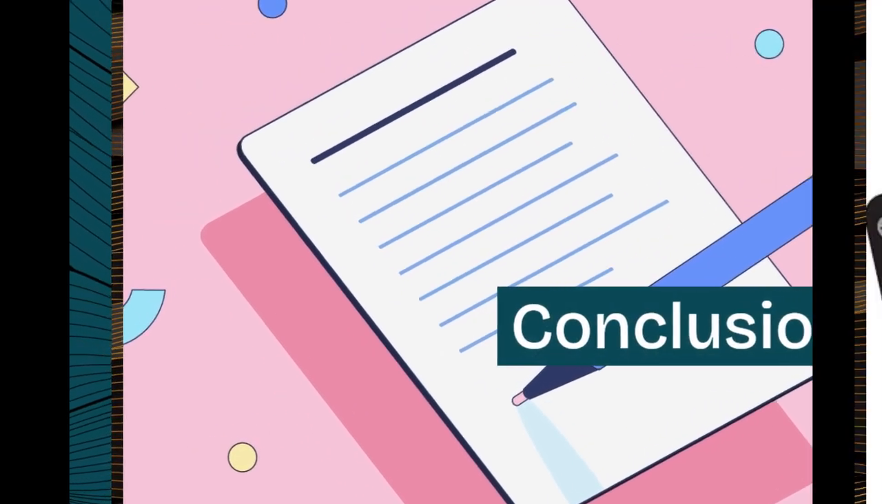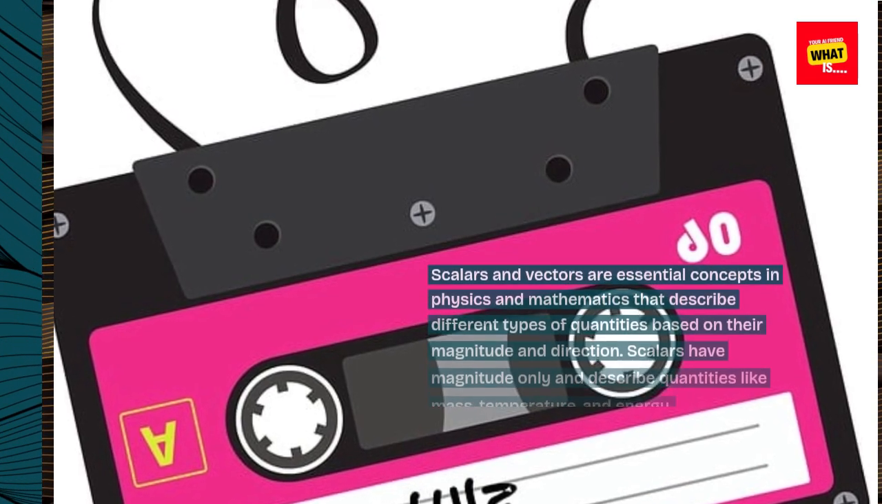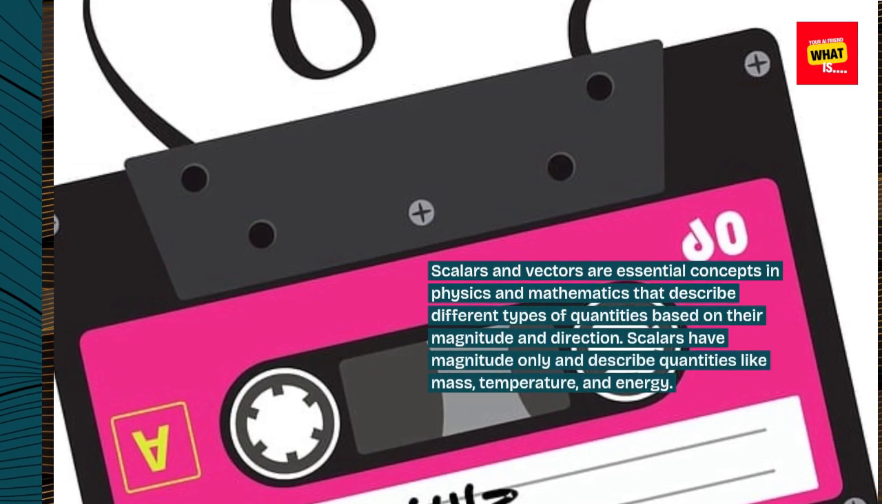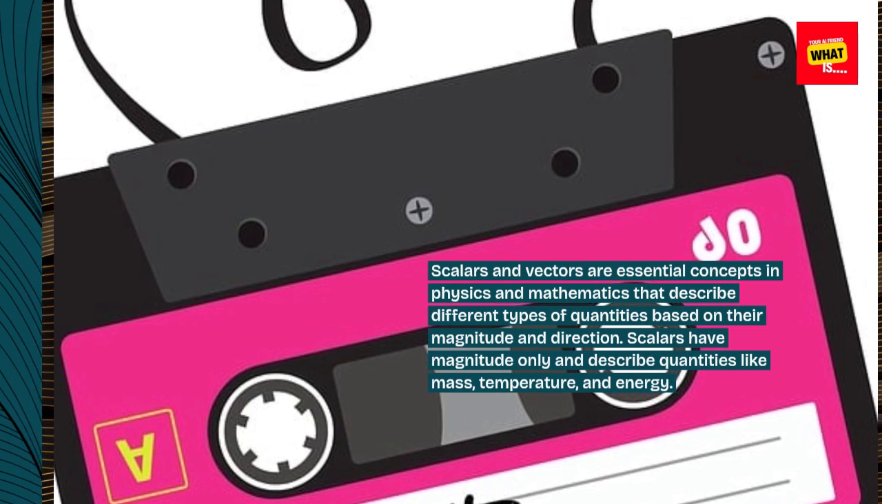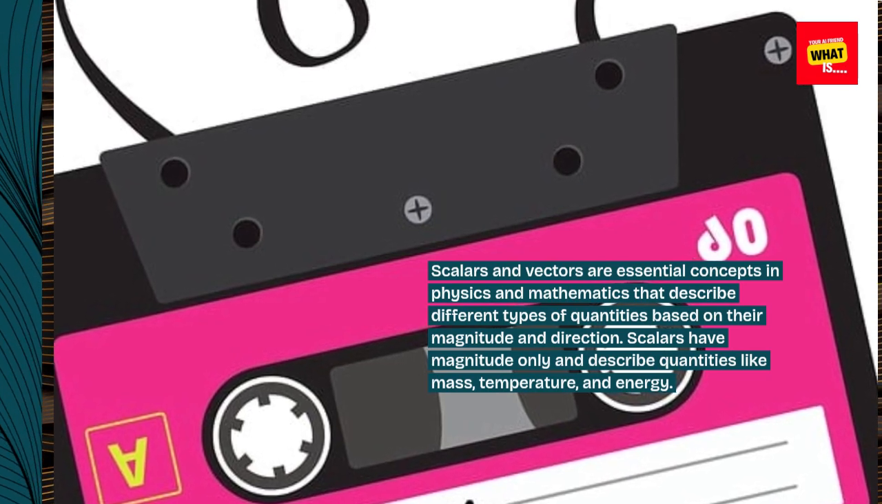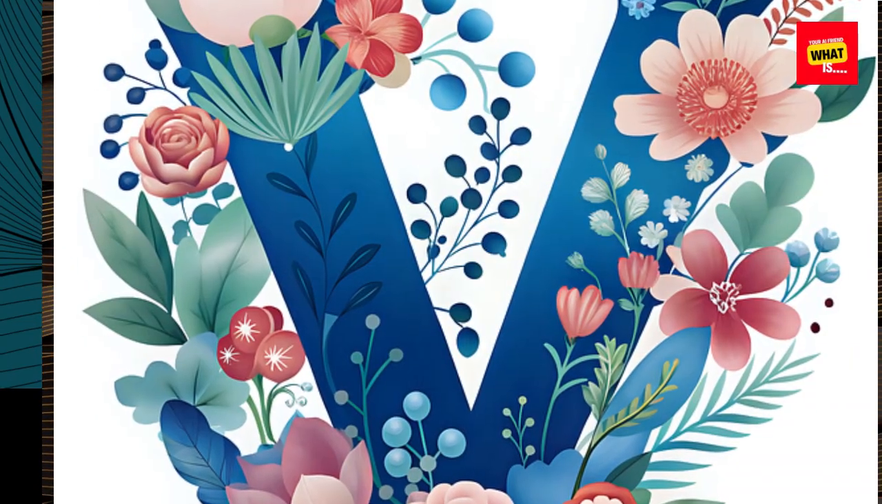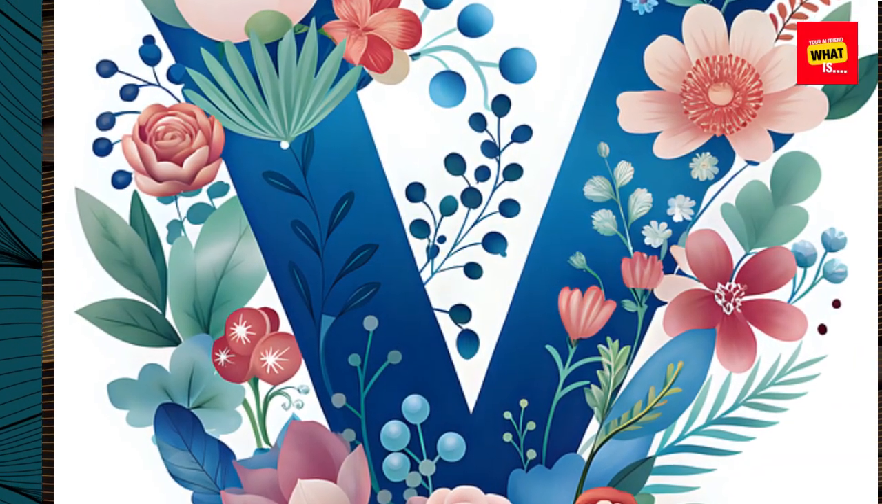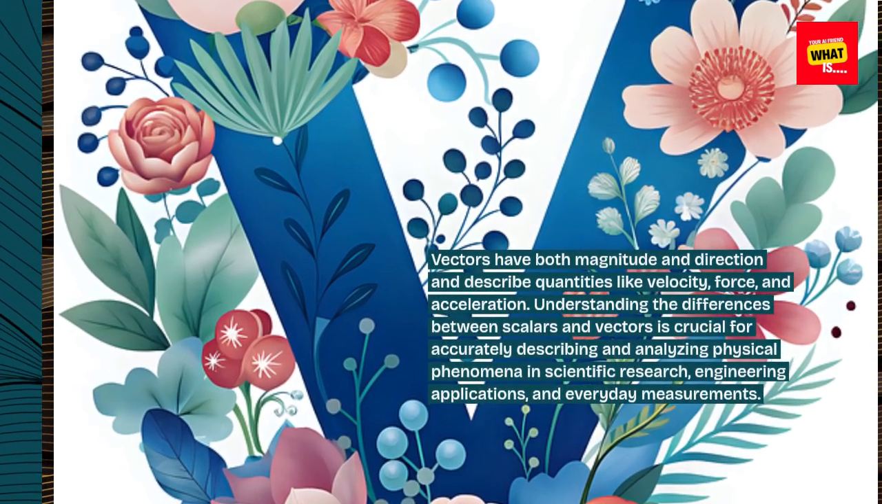Conclusion. Scalars and vectors are essential concepts in physics and mathematics that describe different types of quantities based on their magnitude and direction. Scalars have magnitude only and describe quantities like mass, temperature, and energy. Vectors have both magnitude and direction and describe quantities like velocity, force, and acceleration.